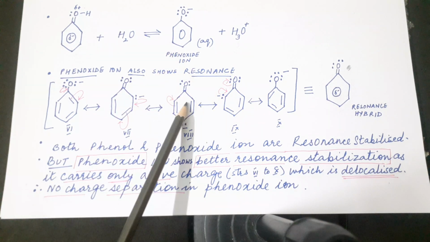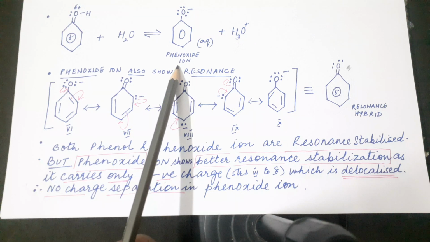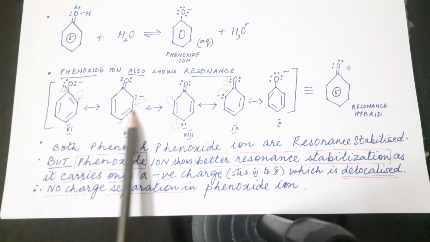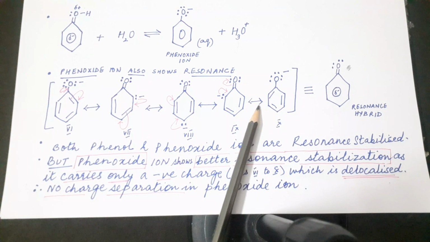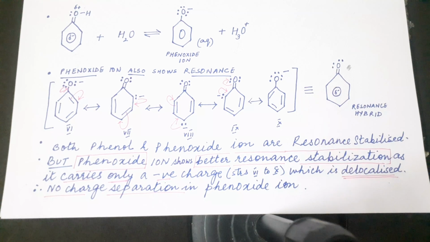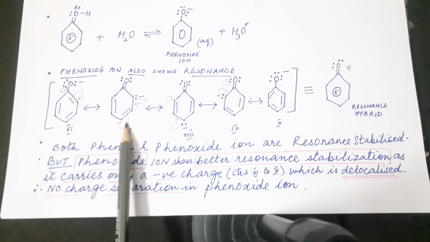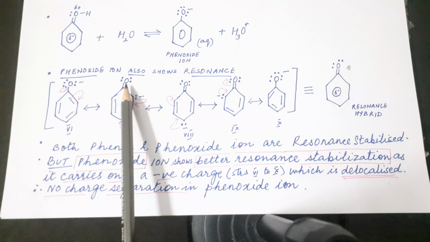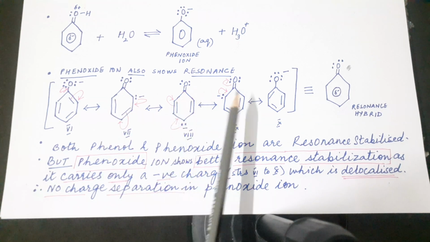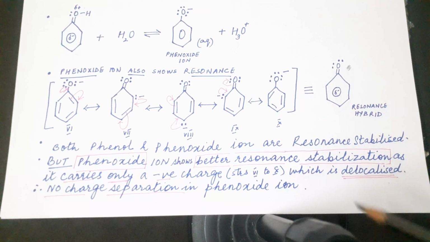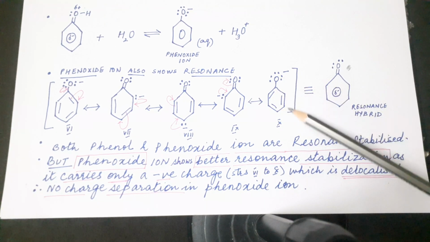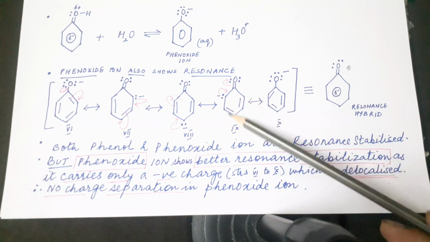So now what we are going to study is how the phenoxide ion is stabilized or shows greater stability than phenol. So phenoxide ion is also resonance stabilized. It has five resonating structures. In these five resonating structures, oxygen has developed a certain negative charge in one, and in the other three, the negative charge is delocalized over the ring. Now, what is delocalization? Not remaining at one place but moving around the ring at different positions in the ring.